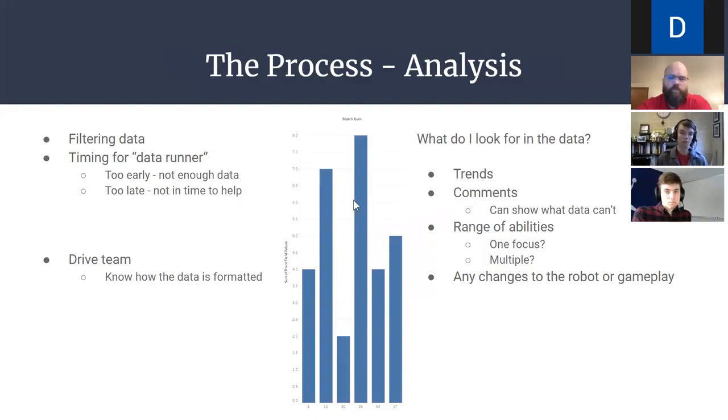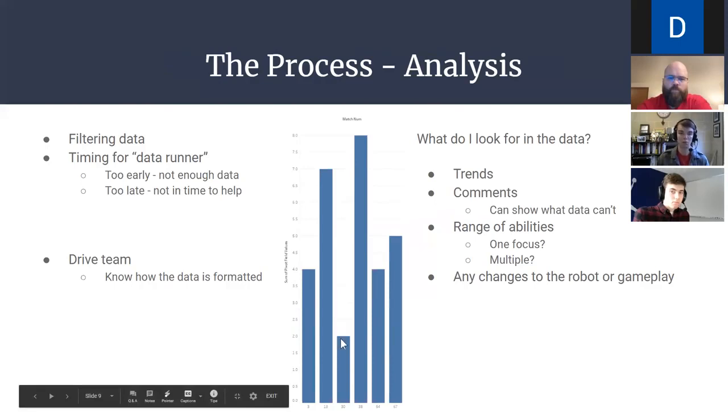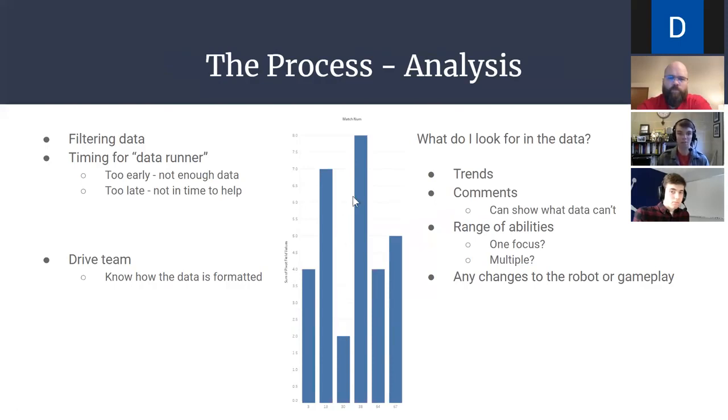And then what to look for in the data. Things like trends, of course. You want to look for trends in the data, and you want to, again, use filters to be able to see those. And then comments. In this picture example here, you can see the third match is much lower. So I would look at that one and see, are there any comments for reasons why? Like, did their robot get stuck or something like that? That's important because it could help you decide whether you want to choose them for alliance or not, or whether they might be having technical difficulties, which you can't necessarily see in the data.